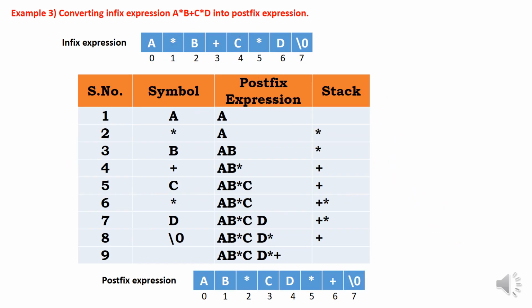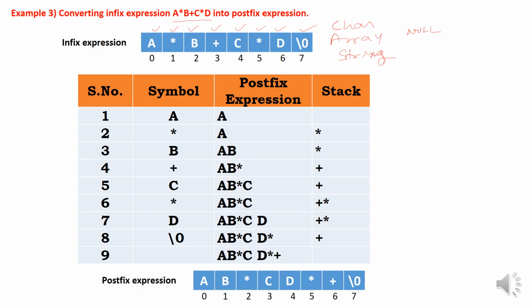So let me explain one more example also. See this third example. Assume that A into B plus C into D is an infix expression. As we are considering this as a string, the last character is the null character. So it is an array, or a string. Array means character array. It is a character array, which is nothing but a string. Every string's last character is \0, which is the null character.